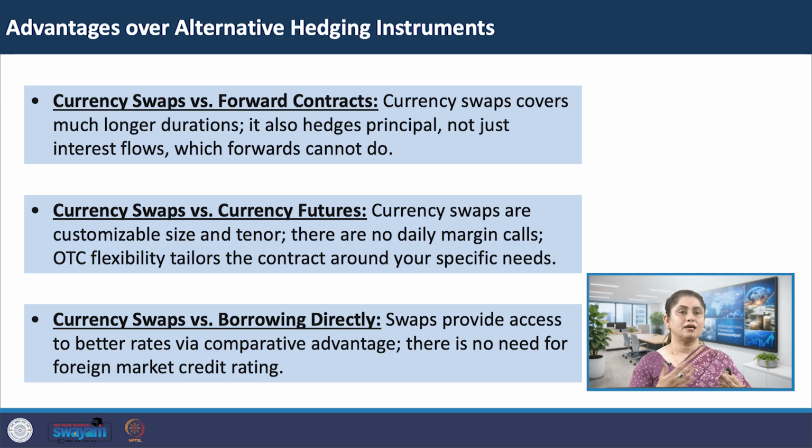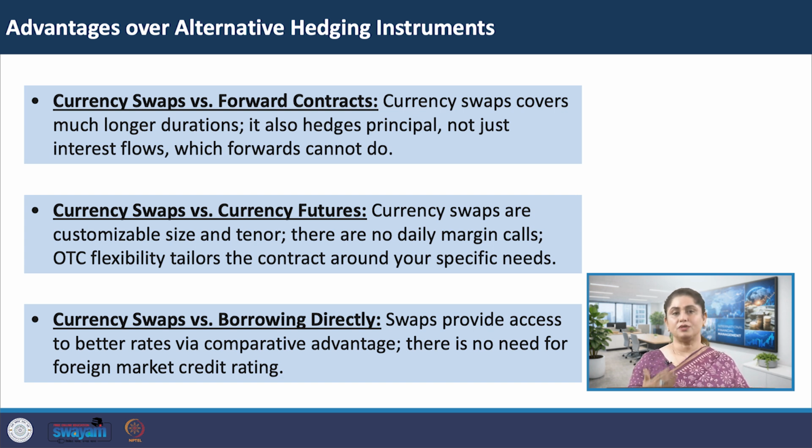Now, next is swaps versus currency futures. Currency swaps are fully customizable in size and tenor. No daily margin calls to worry about. OTC flexibility means you design the contract around your exact needs, not a standardized exchange-traded contract.